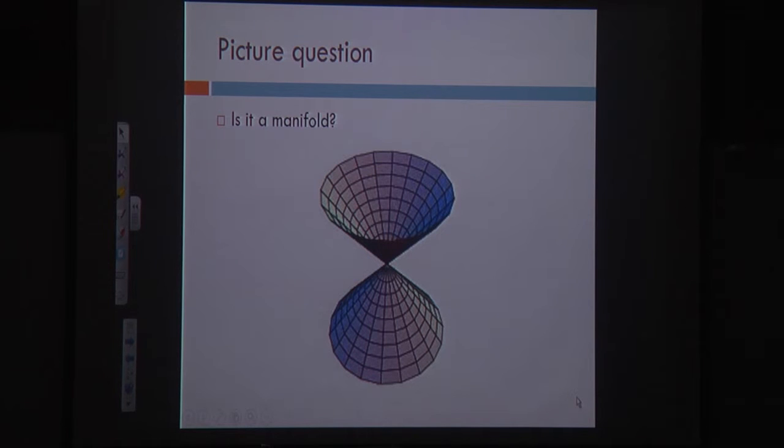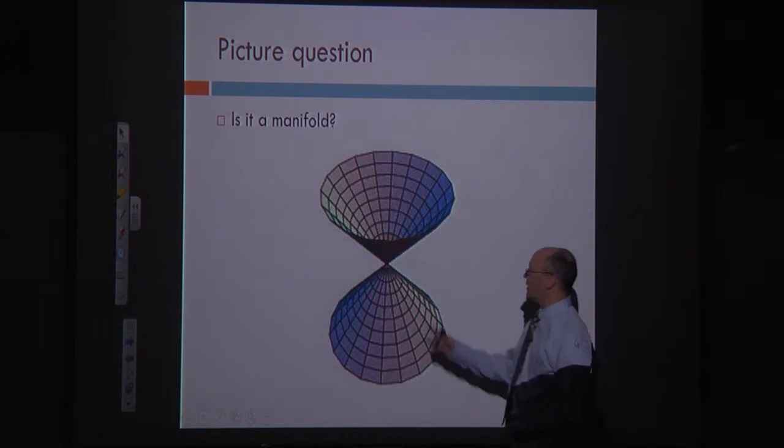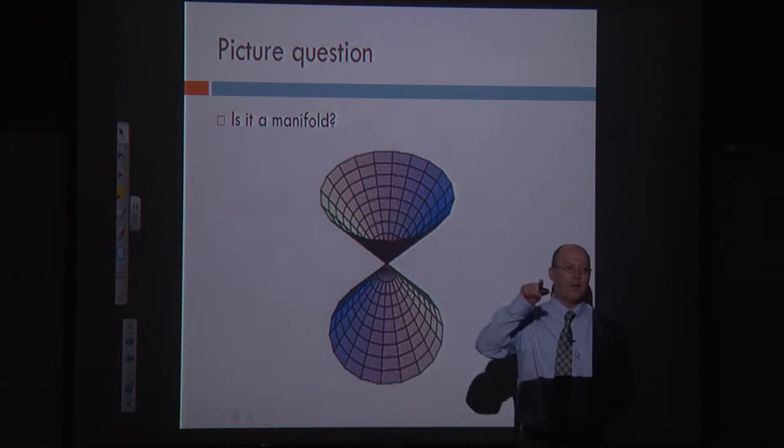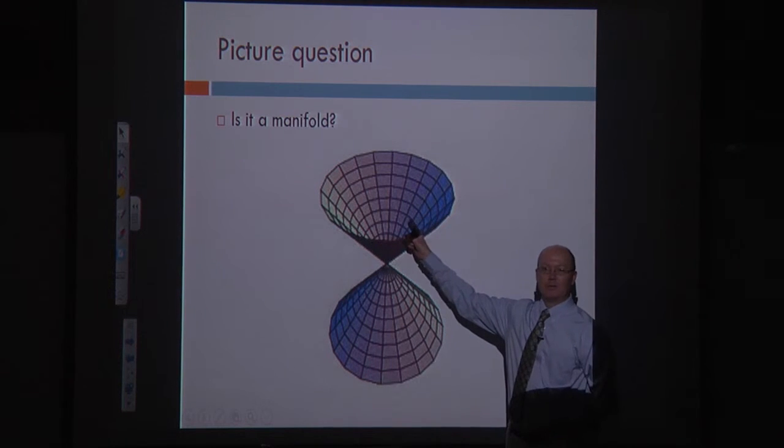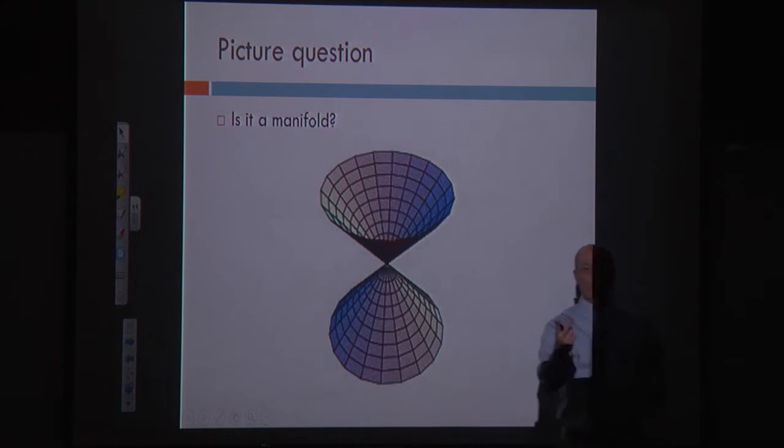It's not a two-manifold because of that point, and it's not... Well, you say, okay, what's a one-manifold? A one-manifold means the local structure is one-dimensional. Well, the local structure here isn't one-dimensional. So it's not two, it's not one.